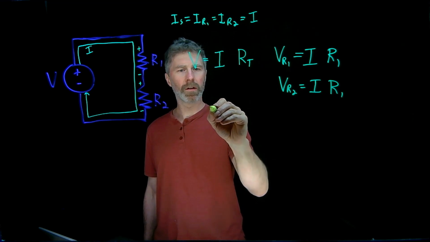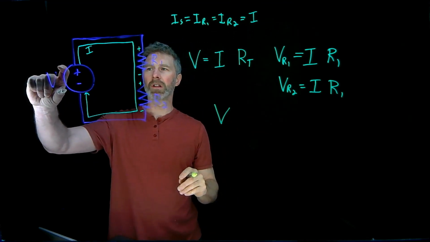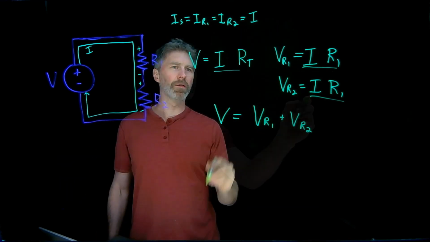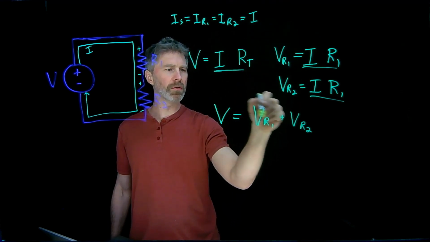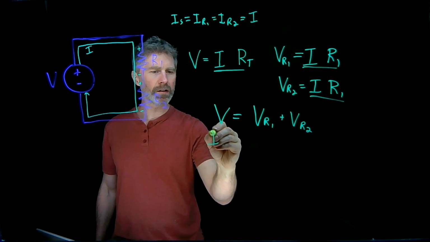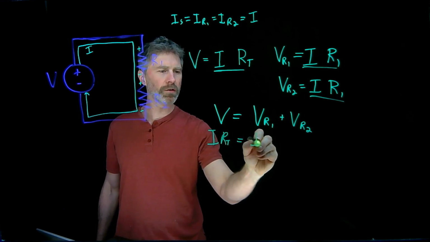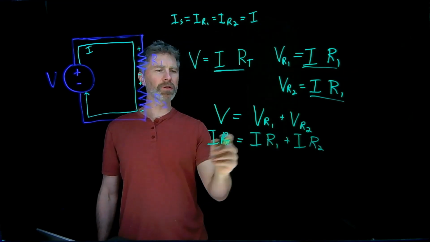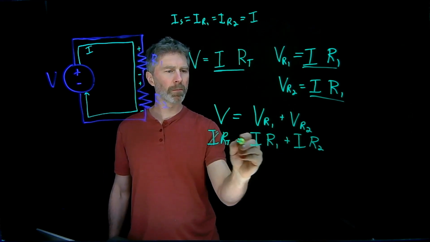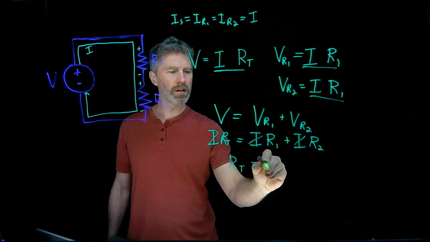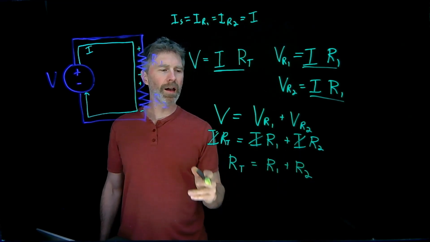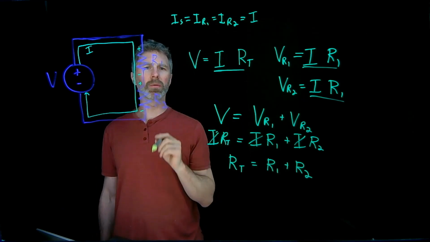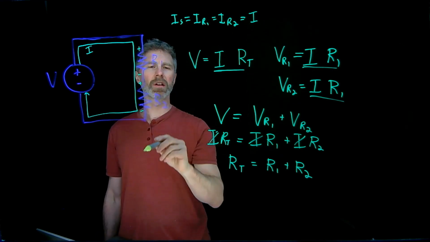We also know that the voltage from the source is going to be equal to the sum of the voltages across the two devices. Now if I take these expressions and plug them into this equation that I've got here, I've got I times RT is equal to I times R1 plus I times R2. Now, if I divide both sides of the expression by I, those I's go away, and I get total resistance is equal to R1 plus R2. And this, for this specific circuit, applies to all series circuits regardless of how many resistors are in them. The total resistance is going to be equal to the sum of the resistors that are in series.